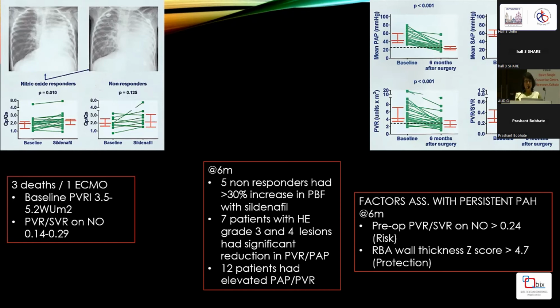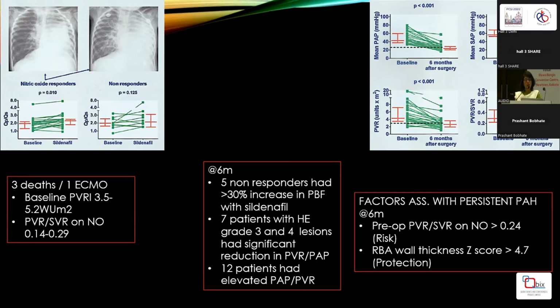So these are the only two factors on multivariate analysis that they could pick up. One was a pre-op PVR SVR on nitric of more than 0.24. So if a patient had a PVR SVR ratio of more than 0.24 on nitric, then these patients appear to be at risk of persistent PAH. So perhaps a cutoff of 0.24 on nitric was a risk factor for persistent pulmonary hypertension.